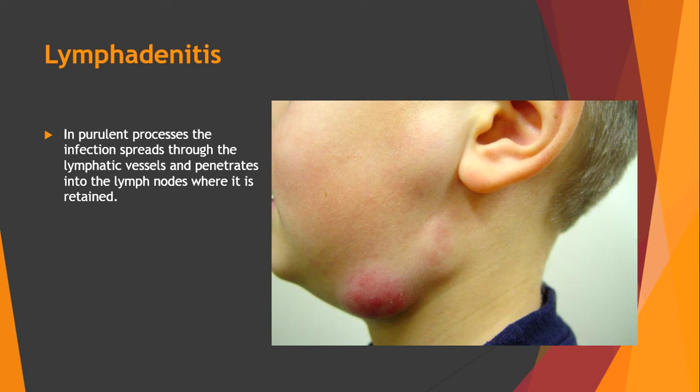Lymphadenitis. In a purulent process, the infection spreads through the lymphatic vessels and penetrates into the lymph nodes, where it is retained, as we see in this picture.